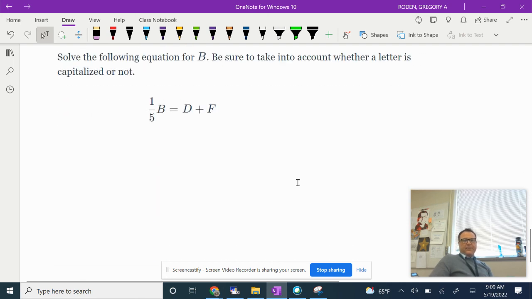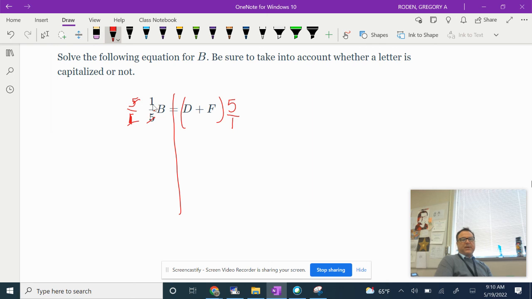All right. Let's try this one right here. We want to solve for capital B. Well, how do we solve for capital B? We want to get rid of this 1/5 times B. What's the reciprocal of 1/5? The reciprocal of 1/5 is 5 over 1. So we're going to multiply both sides by 5 over 1. When we do that, 5 cancels 5, I'll do my fairness bar, and 1 cancels 1. So we get B equals.